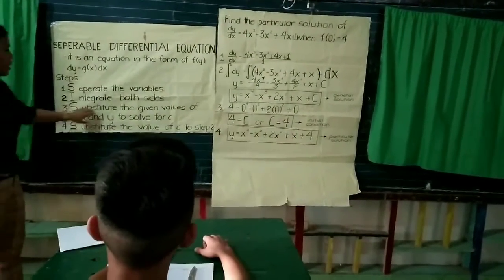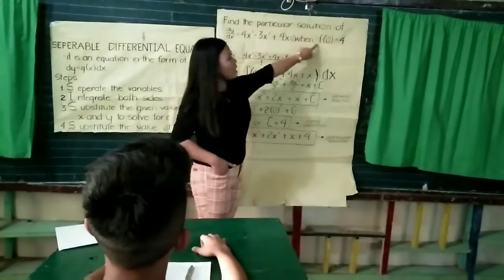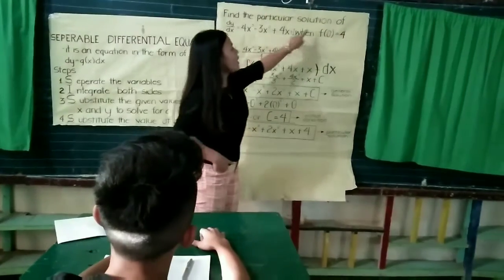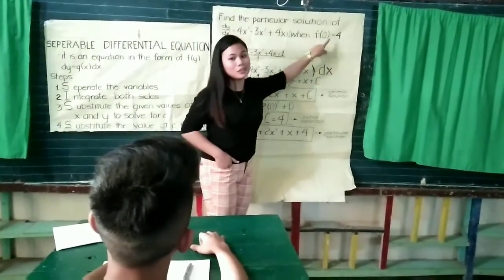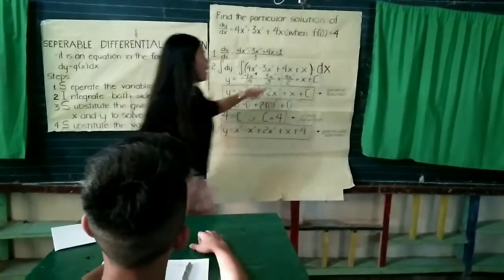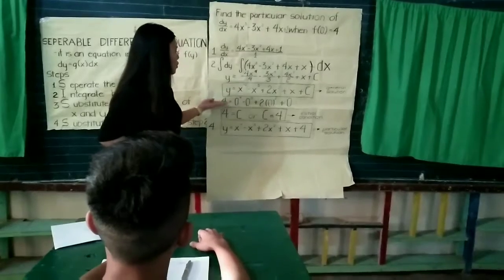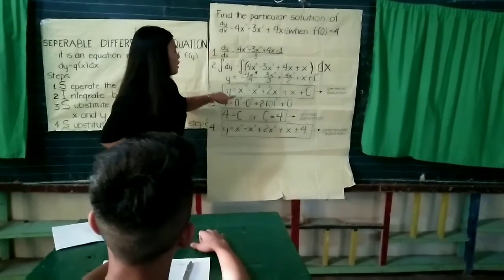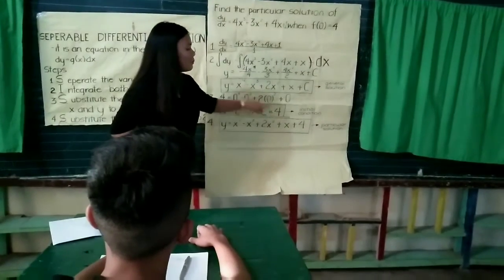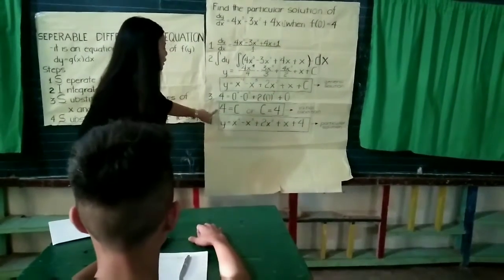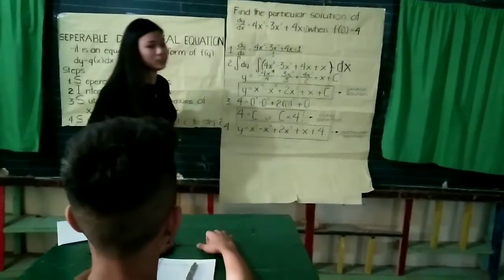step 3 is to substitute the given values of x and y to solve for c. Since this equation is when f of 0 equals 4, it is understood that f of x equals 4, so x is equal to 0 and 4 is y. That's why we are going to substitute into this general solution: 4 equals 0 raised to 4 minus 0 cubed plus 2 times 0 squared plus 0 plus c. And that will give us the answer of 4, and c equals 4 is the initial condition.